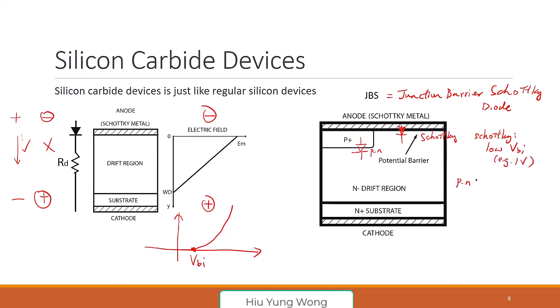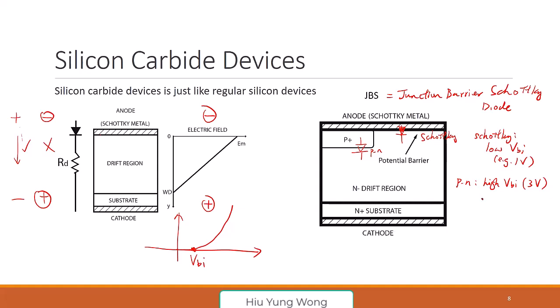For a PN diode, it has a high VBI, right? For silicon carbide, it goes to 3 volts because the band gap is wide, right? I really don't have time to go into all those device physics because we have too many devices. But I hope that if you go back and draw the band diagram, you will see the Schottky contact, and the Schottky diode and PN diode have this characteristic.